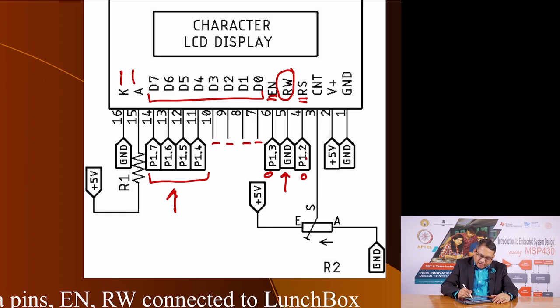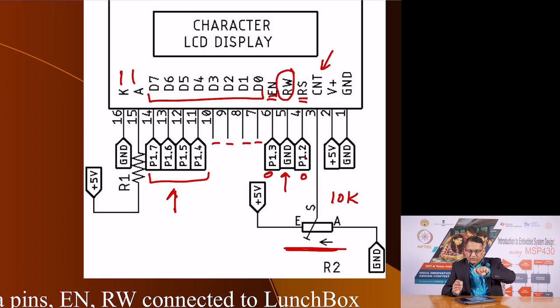Apart from that, you need a contrast, which is achieved by having a 10 kilo ohm preset, where you adjust the preset to give you the contrast that you want, and then you leave it there. And this is the supply voltage, 5 volts, but of course 5 volts plus or minus 10%. These are the connections that you need to make and connect to your microcontroller, in this case the MSP430 lunchbox, to be able to send information and display that information.